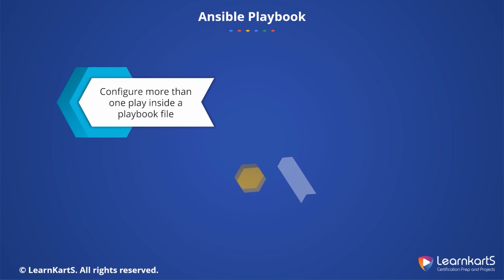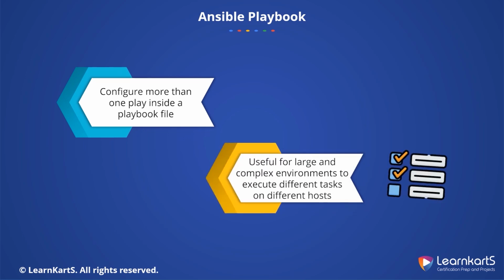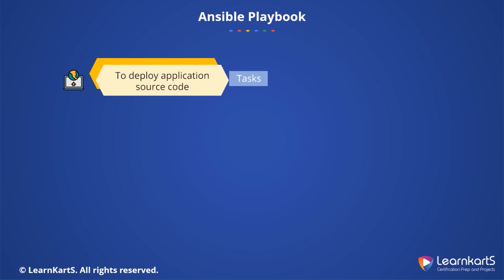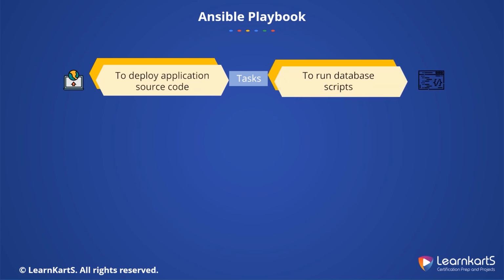This is very useful because when it comes to large and complex environments, we really want to do different kinds of tasks on different hosts. For example, in a single playbook file, you not only want to deploy your application source code, but you also want to run some database scripts, SQL scripts, on a particular Oracle server or something like that. That's something you want to do there.